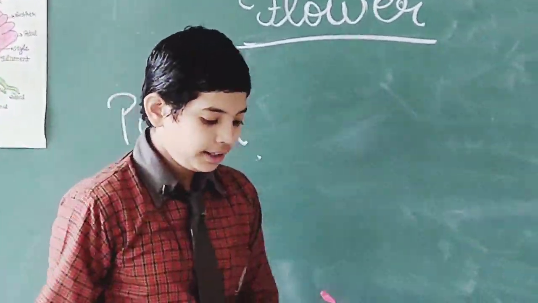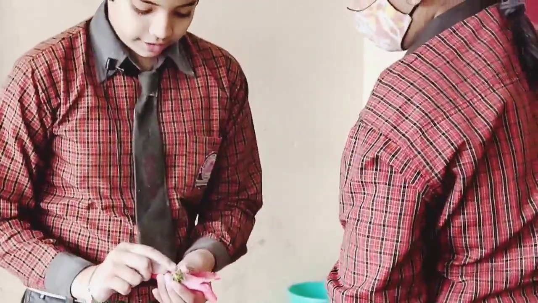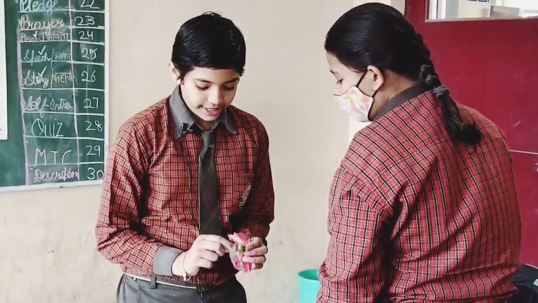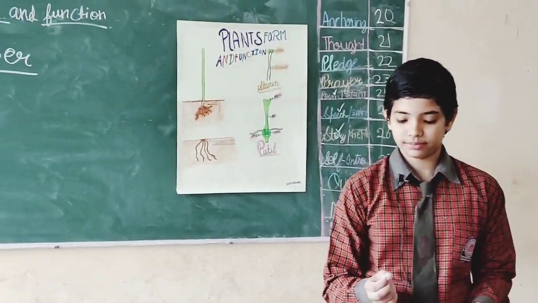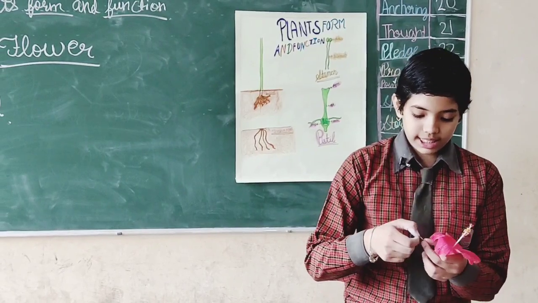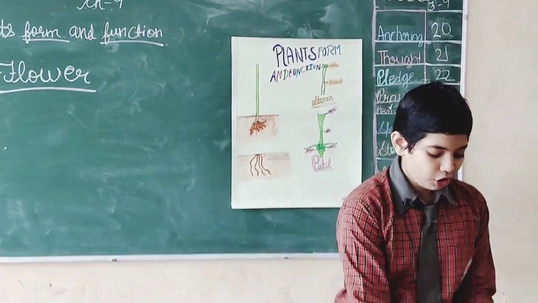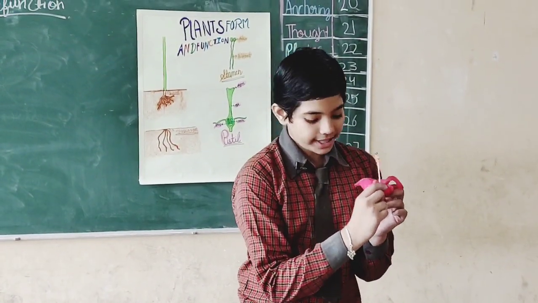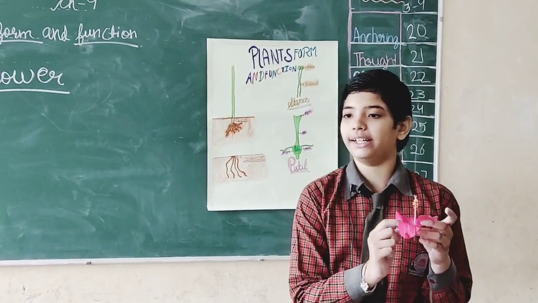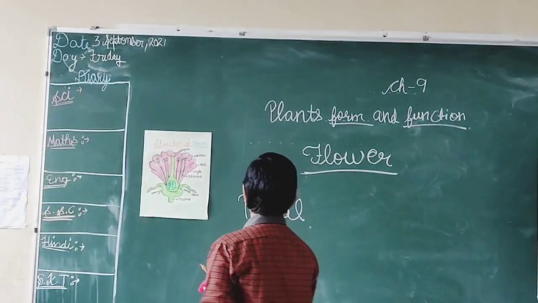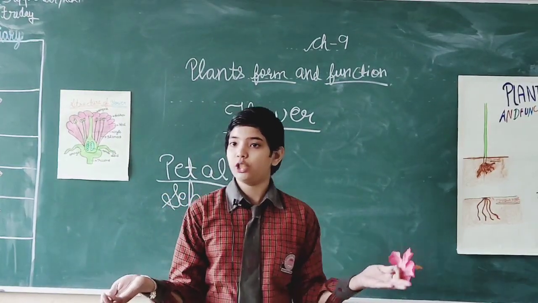As you can see here in this flower, there is a greenish portion. These are known as sepals. See, I have broken it. This is known as sepal and this is known as petal. Now you know what sepals and petals are. The group of petals is known as corolla.